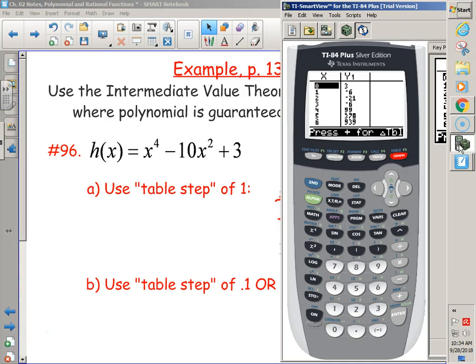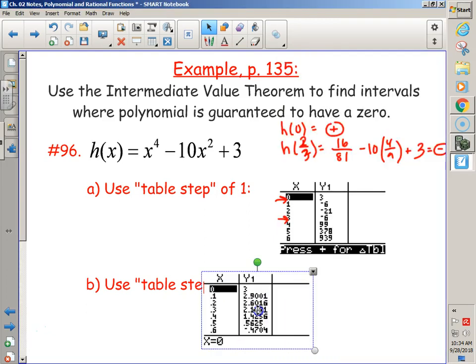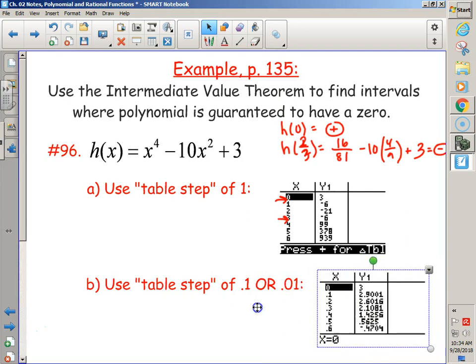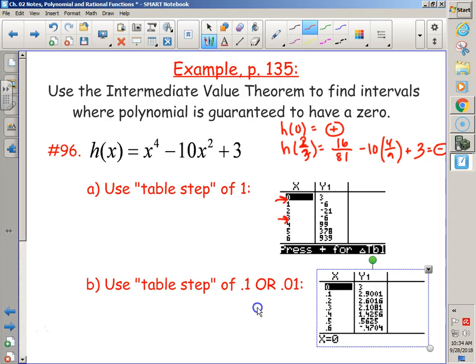Well, instead of going by ones, look, shortcut, I can go by 0.1s, and I need to get a little bit more zoomed in. No 0, no 0, no, there's a 0. Do you see it? So I could zoom in even closer. Not only do I know there's one in between 0 and 1, if I go just a little bit more zoomed in, I know there's one in between 0.5 and 0.6 because of that sign change.